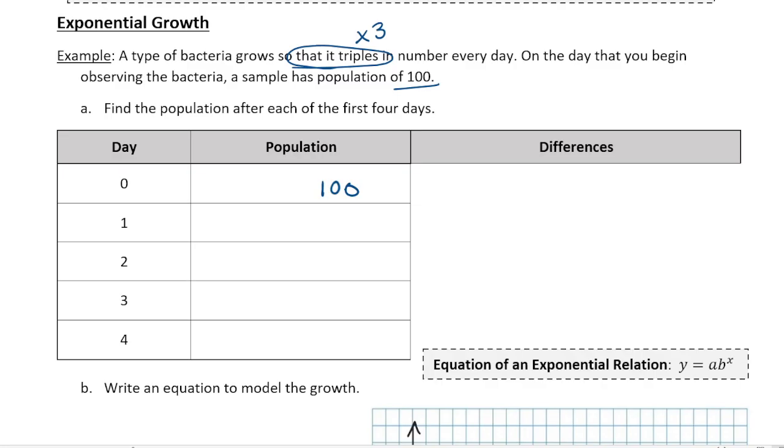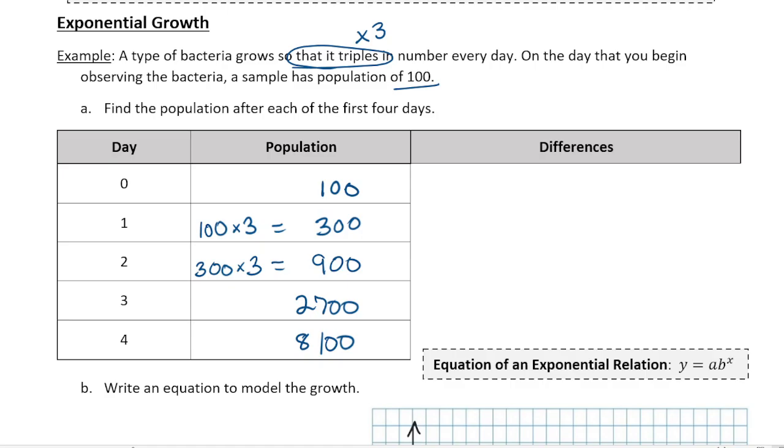So after one day, we're going to have the 100 we started with times 3, giving us 300 after one day. After 2 days, well, we have the 300 we started with the last day times 3 again to give us 900. And we follow this pattern, and we have 2,700 after 3 days and 8,100 after 4 days.